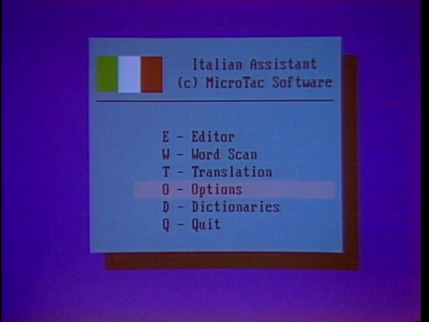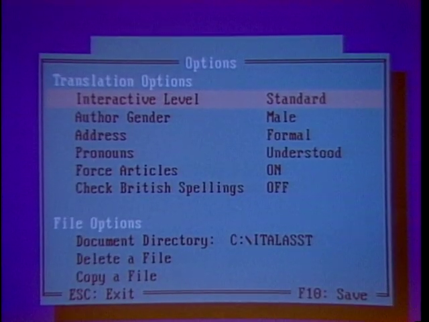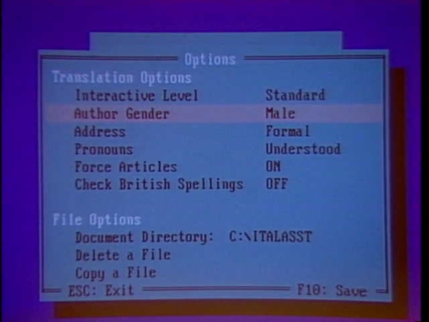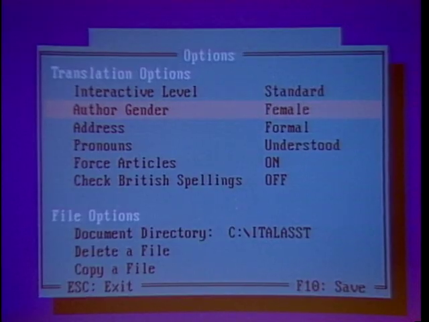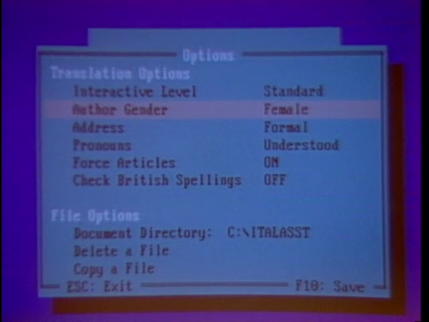So a couple of options that you'd probably want to set before you begin to translate. For example, the author gender. If the author is a woman, that would be different if you translated the sentence, I am angry, than say if you were a man.